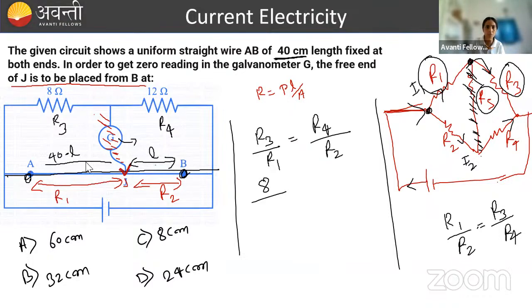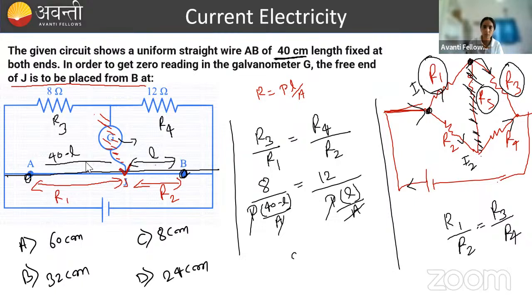R1 is how much? R1 is rho length by area. So rho length is how much? 40 minus L by area of cross section of the wire is equal to 12 divided by again rho, because this is the same wire, rho will be same, L by 8. आप इसको cut कर दो and then you will get the answer. So 8 by 40 minus L is equal to 12 by L.